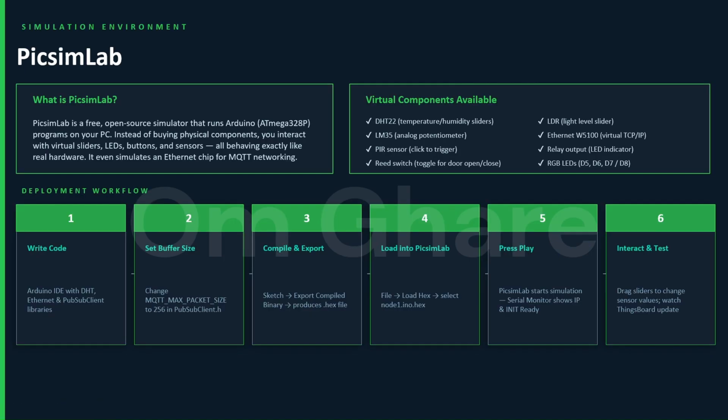PicsimLab. Now this is the main simulation software which is used to simulate the whole project. So what is PicsimLab? It is a free open source simulator that runs Arduino ATmega328P programs on your PC. So you can interact with the virtual sliders, LEDs, buttons, and sensors, all behaving like exact hardware. It even simulates an Ethernet chip for MQTT networking.